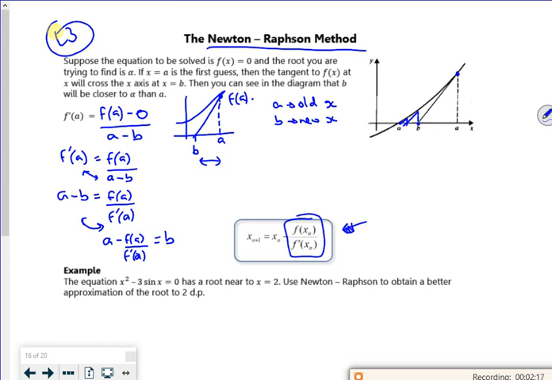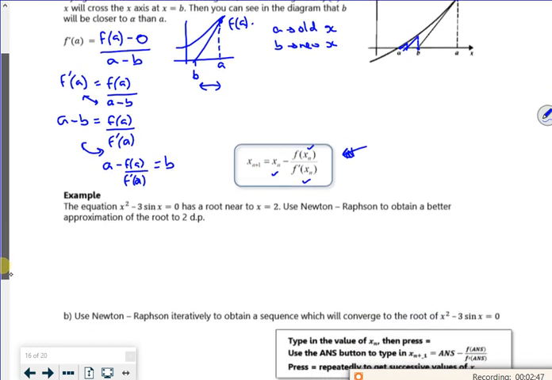So I can change the a into an x to the n. That becomes the x to the n, because that's the old a value. And then I've got the y value from the old a value, and the gradient from the old one. And that gives me the new one. So I can change my a into x to the n, and my b into x to the n plus 1. And that's where it comes from. It's quite nice. In fact, it's just gradients.